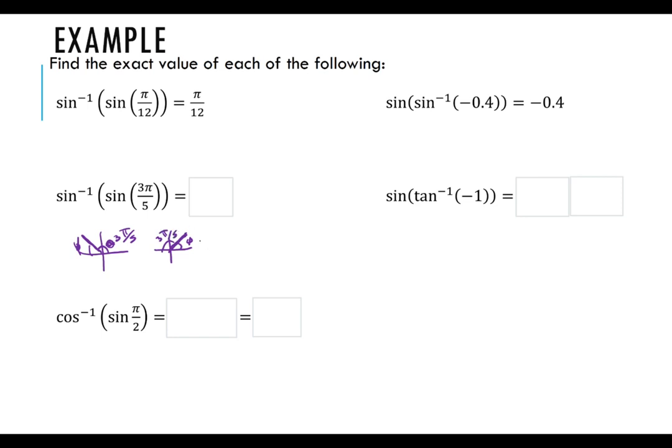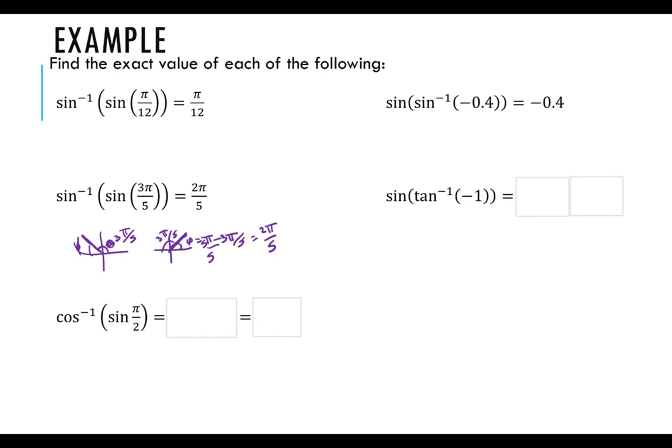But now I want to know what phi is. Well, phi is really going to be pi minus 3 pi fifths, and so that's really going to be 2 pi fifths. And so I claim that our answer is actually 2 pi fifths.